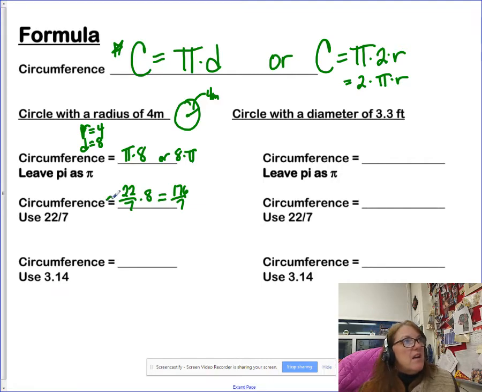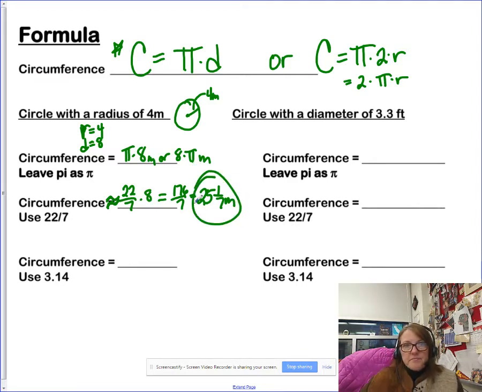By the way, I didn't type it this way on your notes. So will you do this right here and put an approximately equal to sign? It looks like a squiggly equals. 25 1/7. And I guess this is meters. So I should be labeling all these. Okay. Cool. So if you ever use the fraction approximation, that's what you do.